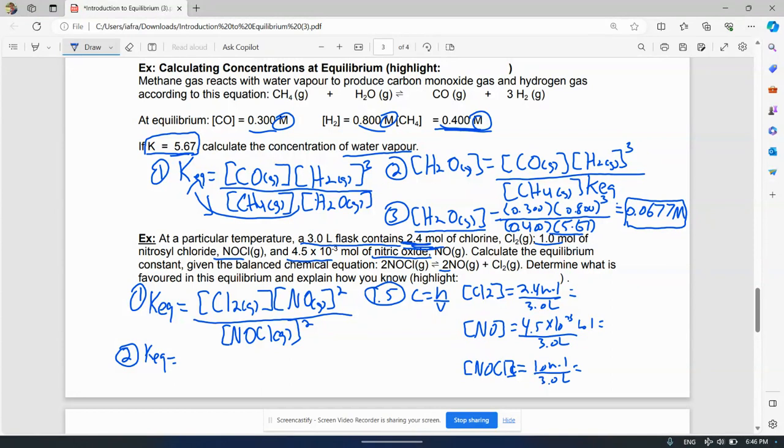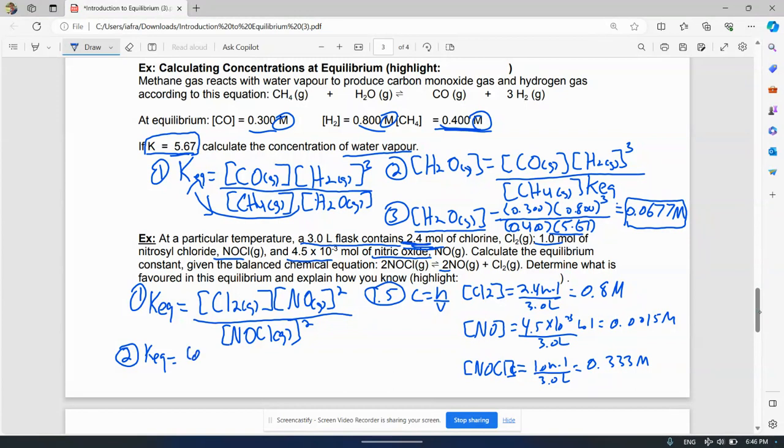So we'll have 2.4 divided by 3, and we'll get 0.8 molar. We'll do 4.5 times 10 to the power of negative 3 divided by 3 gives you 0.0015 molar. And then lastly, you have your 1 divided by 3, and you get 0.333, so on and so forth, molar. So now we have our concentrations, and now we can go plug those in.